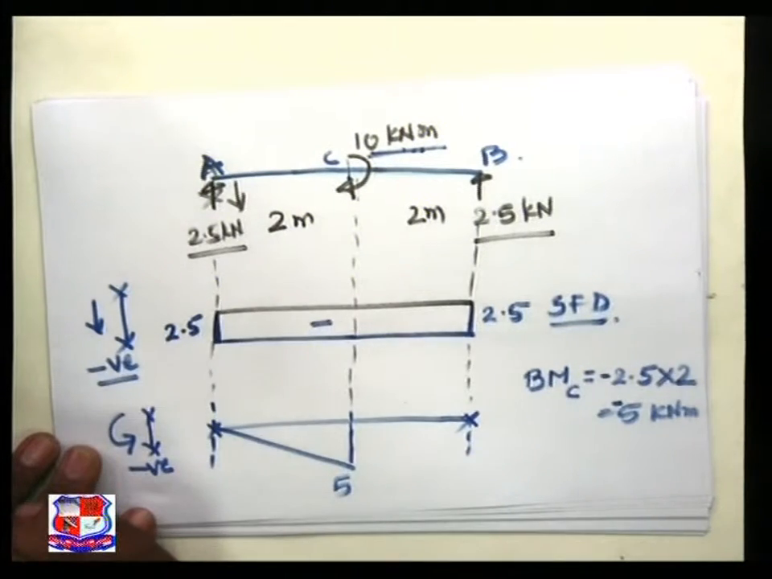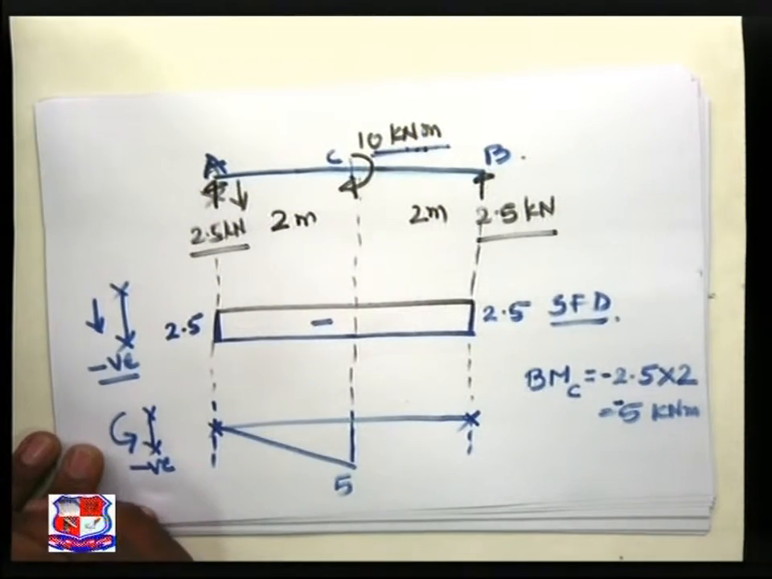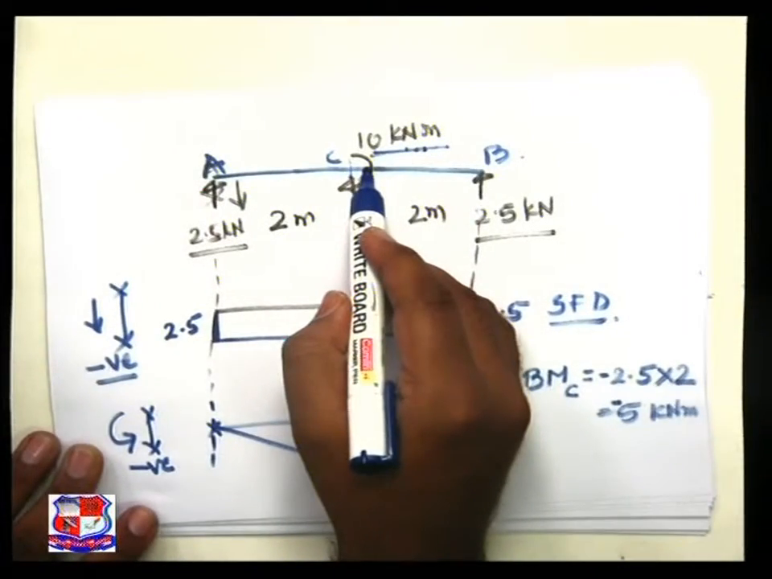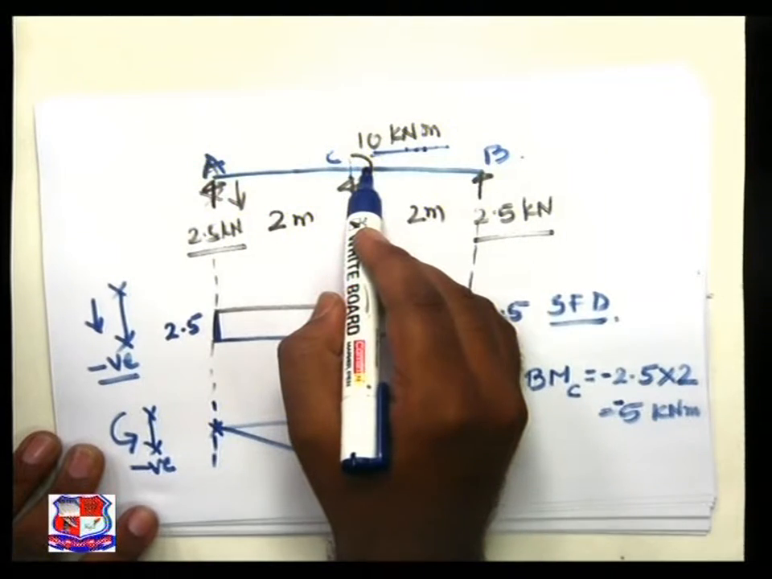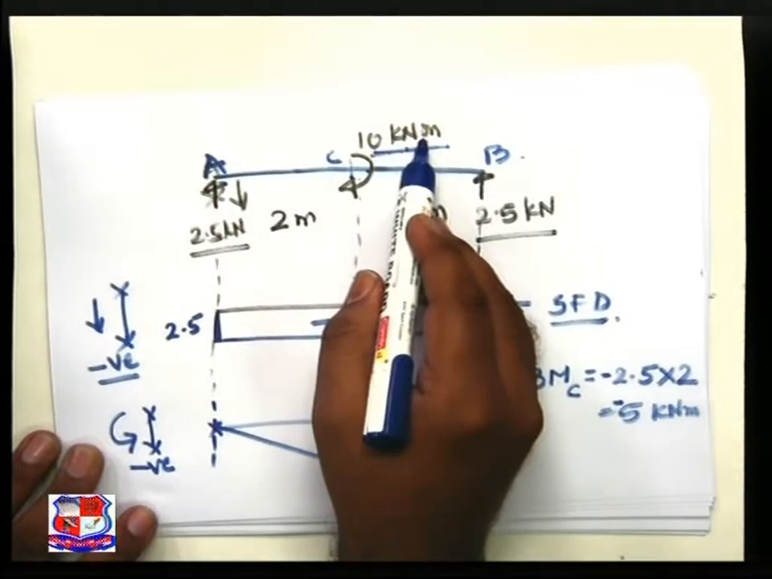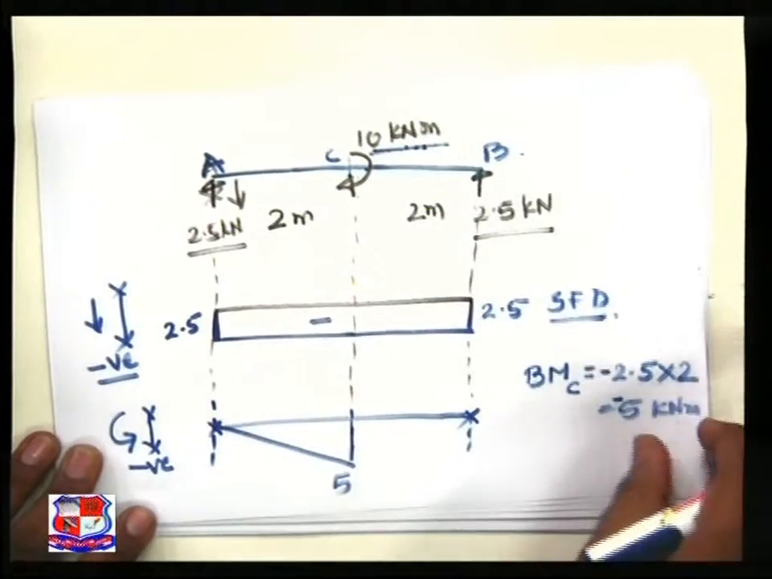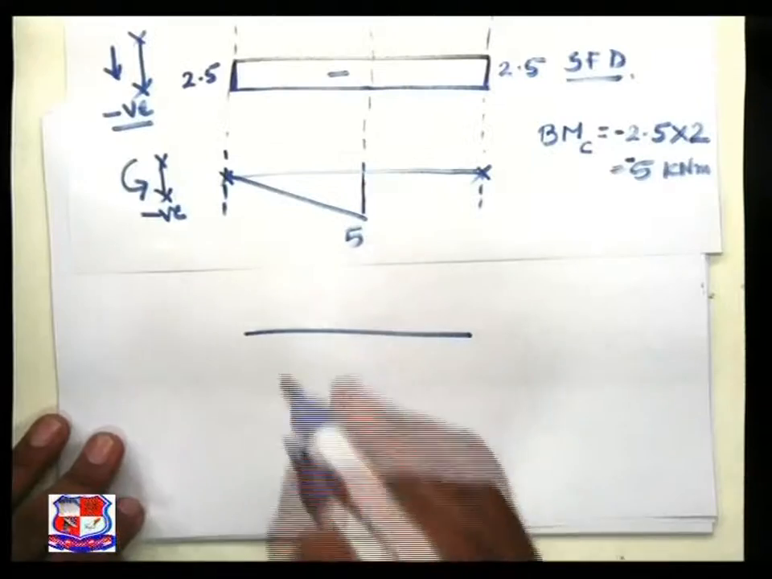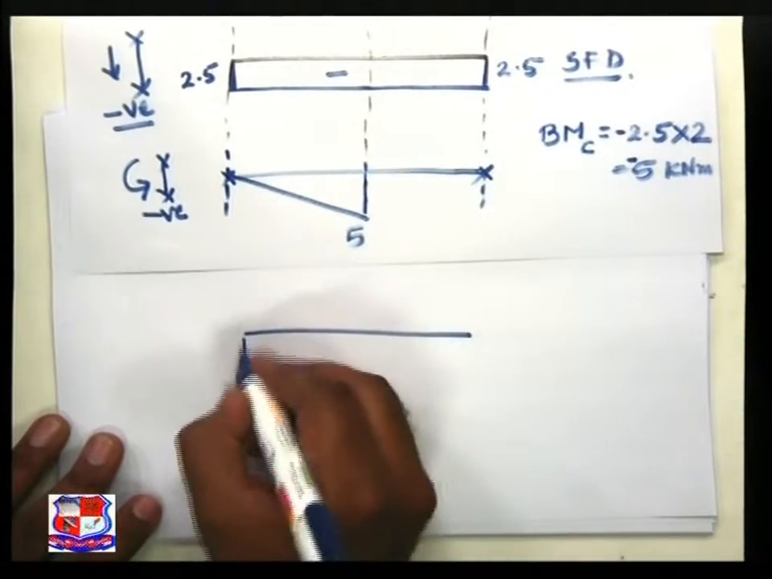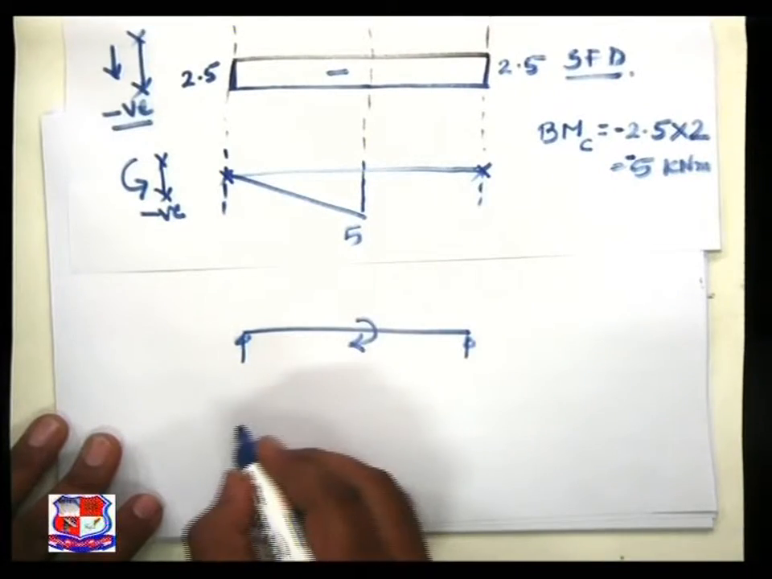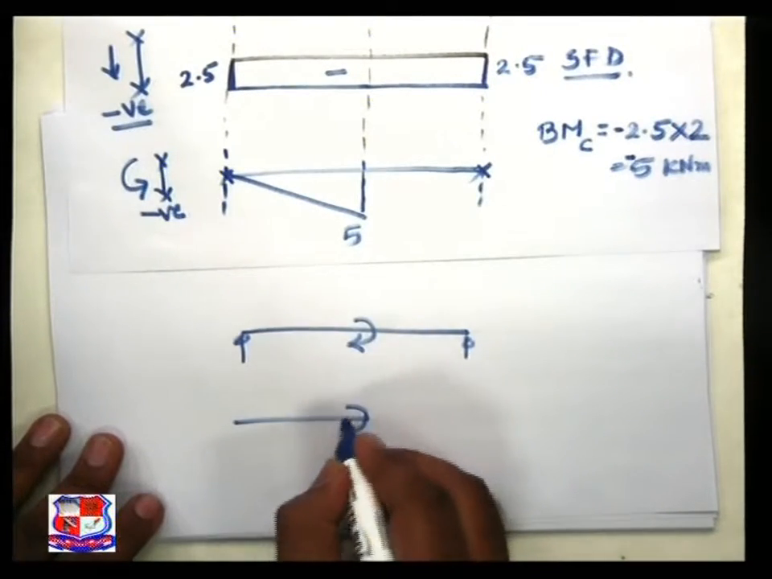5. Now let us take a section just right of C. So what I did, I will take the incorporation of this 10 kilonewton into meter within the calculation. Then in that case, see the figure, this is my given beam. I will take a section just on the right.